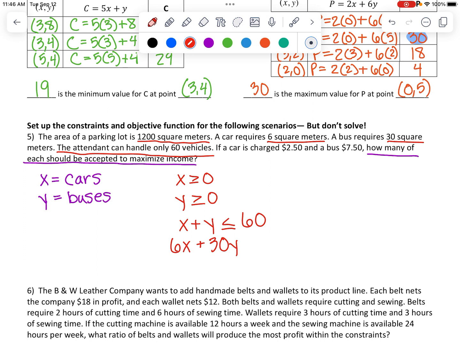And all of that square meters needs to be less than or equal to 1,200 because there will not be any space if we go over. So we have to keep it less than or equal to, okay? All right, so those are all of the constraints with the information we're given.